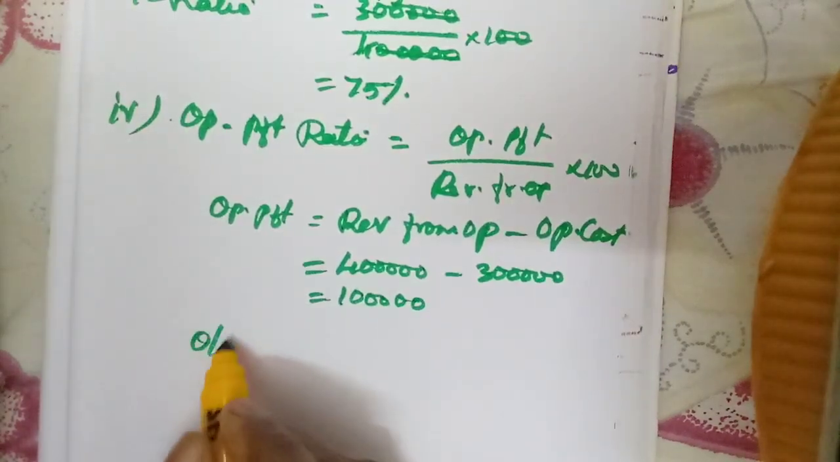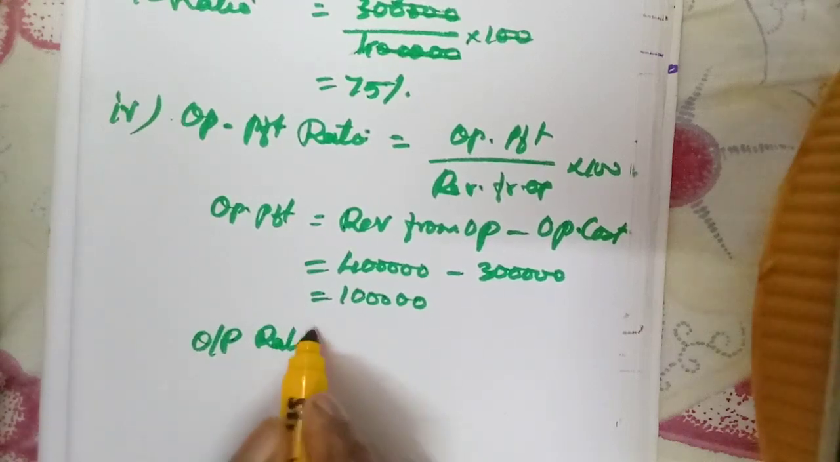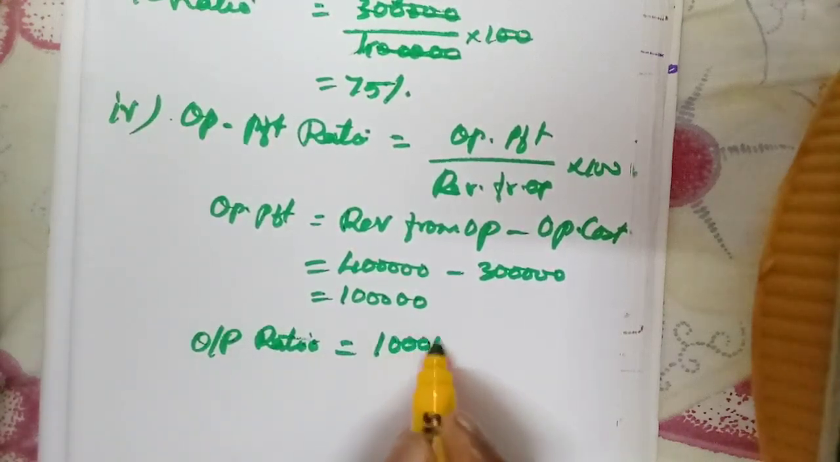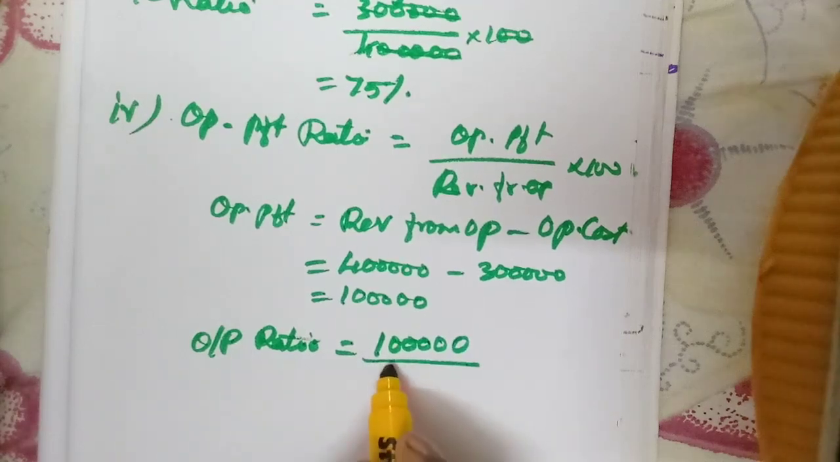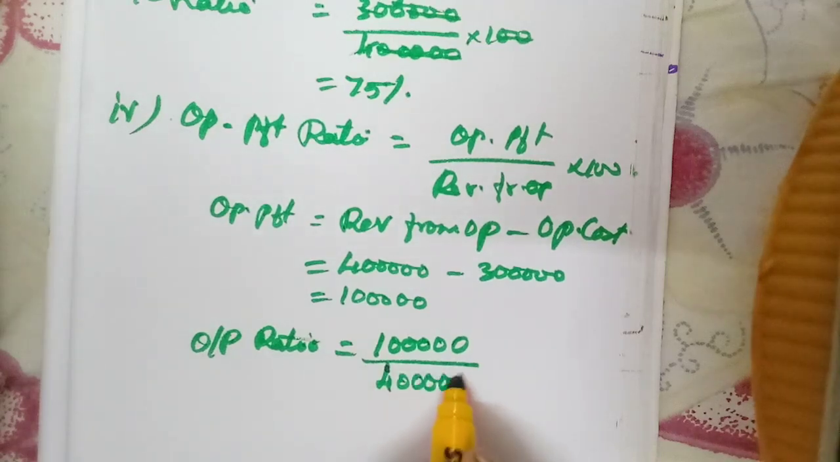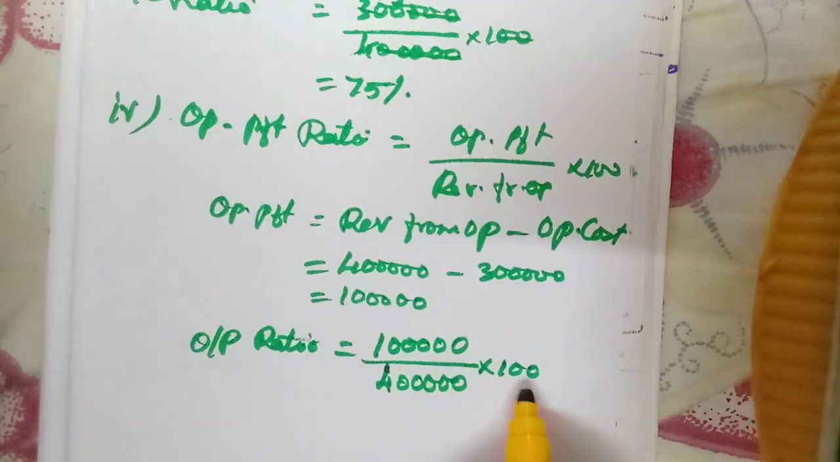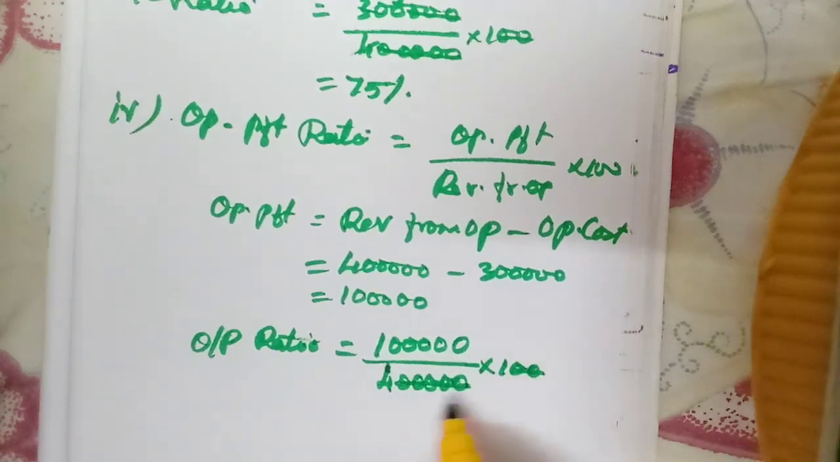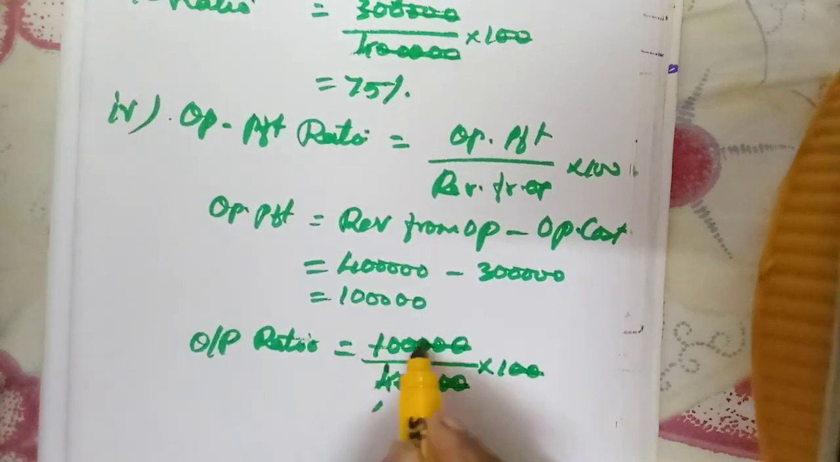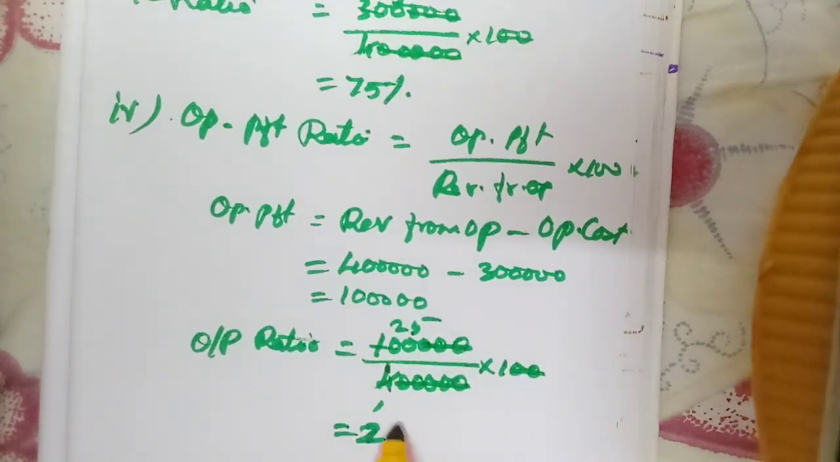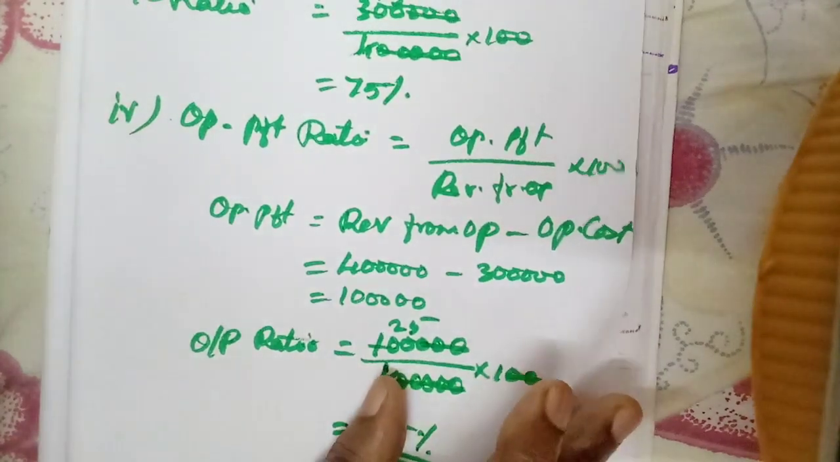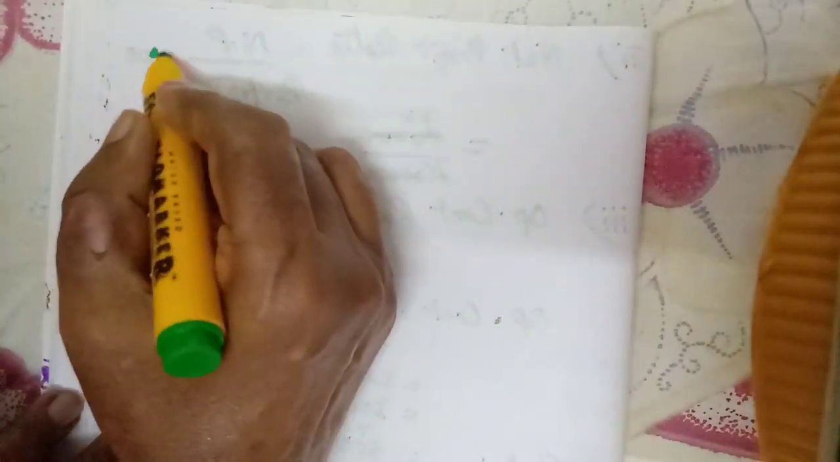Now the operating profit ratio: 1 lakh operating profit divided by revenue from operation, 4 lakh, into 100. So 100 by 4, 25%. Okay, now we will see the fifth ratio, return on investment.